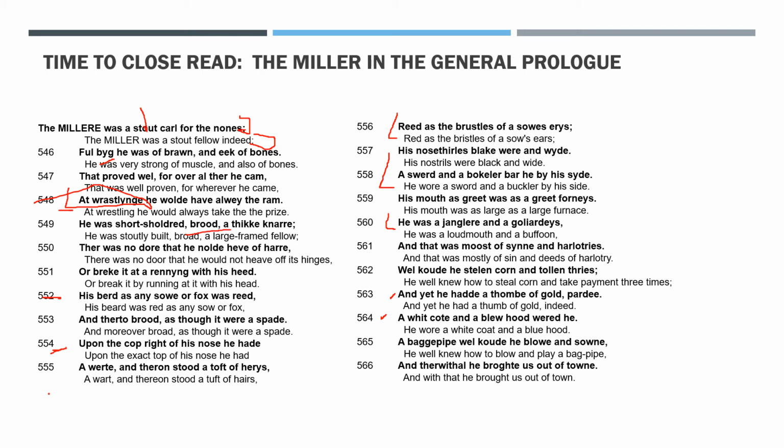He's broad and thick. There's no door he can't knock off its hinges or break at a running with his head, right? I think that's an interesting description of his head, how he uses his head to knock down doors. We're clearly seeing that this peasant, the Miller, is defined by his body and not his mind, right? This point is very much being drawn out throughout the description.